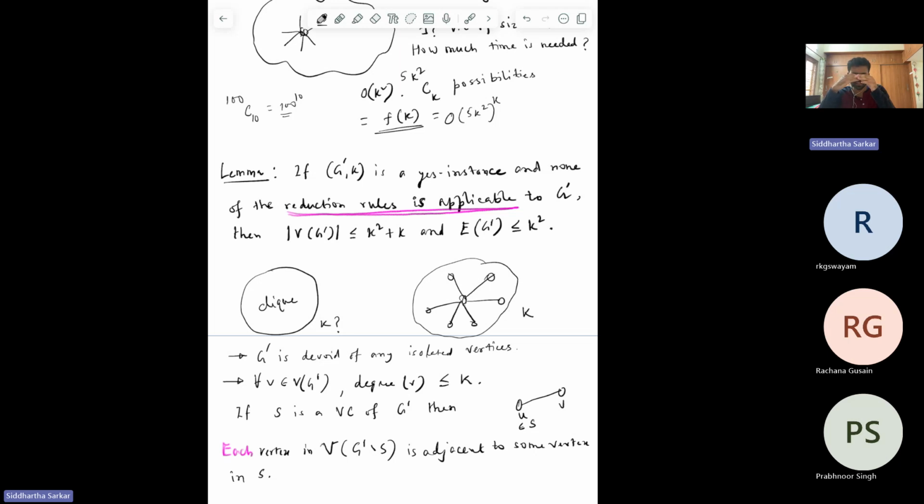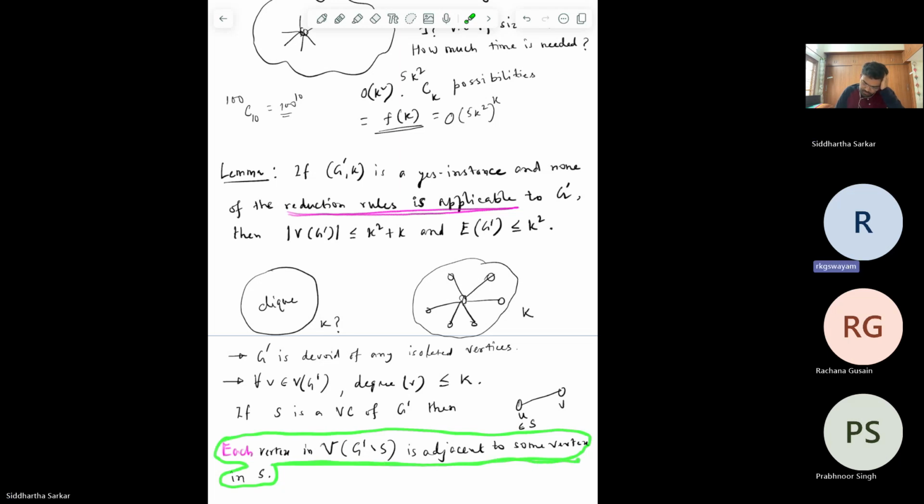Because there is no isolated vertex, every vertex which is not in the vertex cover is connected to some vertex. Since it has to be connected to some vertex, it must be connected to a vertex which is in the vertex cover. Otherwise, that edge will not be covered. Because of reduction rule 1, this is true because there is no isolated vertex. Is it clear? Yes.